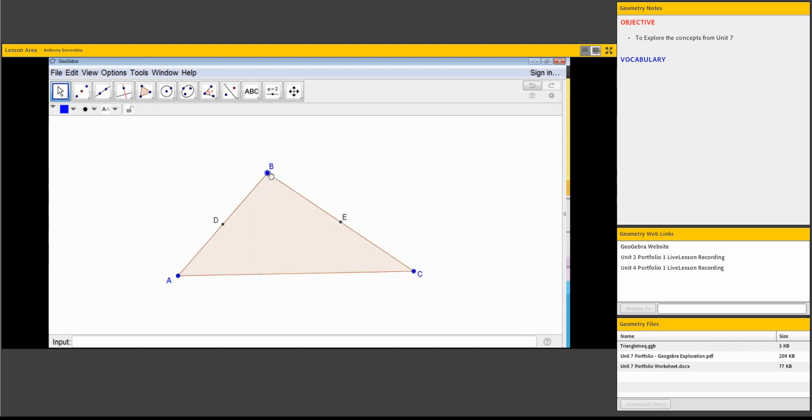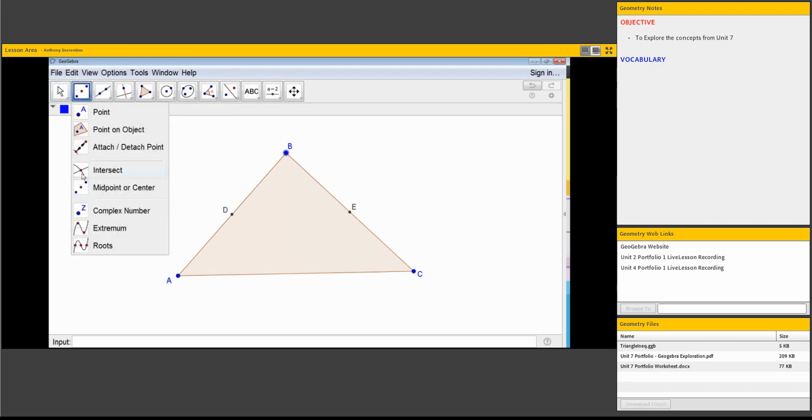If you don't construct it right, the E will stay put, and D will stay put, and you won't necessarily have a midpoint anymore. So it's important to make sure that these always remain the midpoint, so construct it the way I just showed you. Go to your point area, choose midpoint and center, click on those two sides.